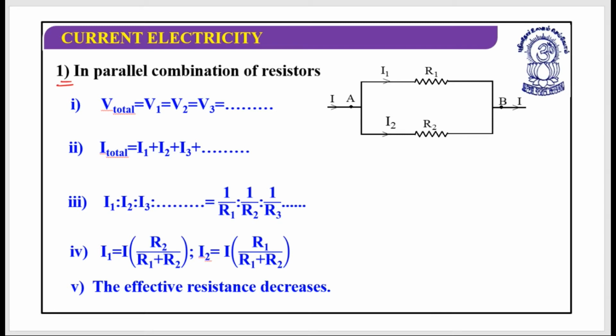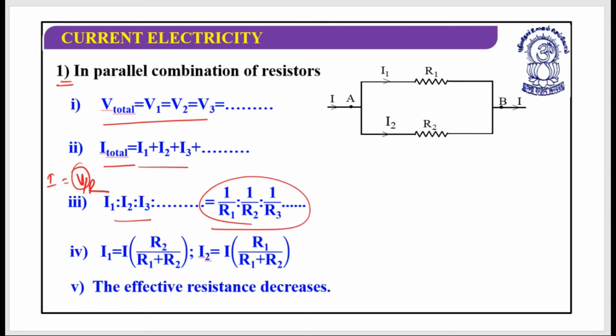parallel combination, my total voltage will be equal to each individual voltage, because I know that voltage remains the same when resistors are connected in parallel. Total current will be equal to an addition of all these currents that pass through their respective branches. As I know voltage remains the same, and I know that I is equal to V by R, voltage is going to remain the same. So I1 is to I2 is to I3 can be written as 1 by R1 is to 1 by R2 is to 1 by R3.